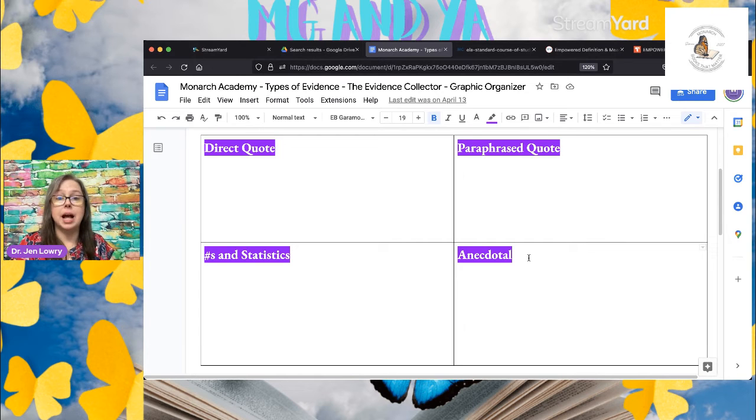This graphic organizer can help you when you're pulling those types of evidence. That way at the end, here you go, you've got your article or your novel beside you. You've got your quotes. You've got it cited right here in the box. You're going to put, like, on page 61, and you're going to put that quote there.